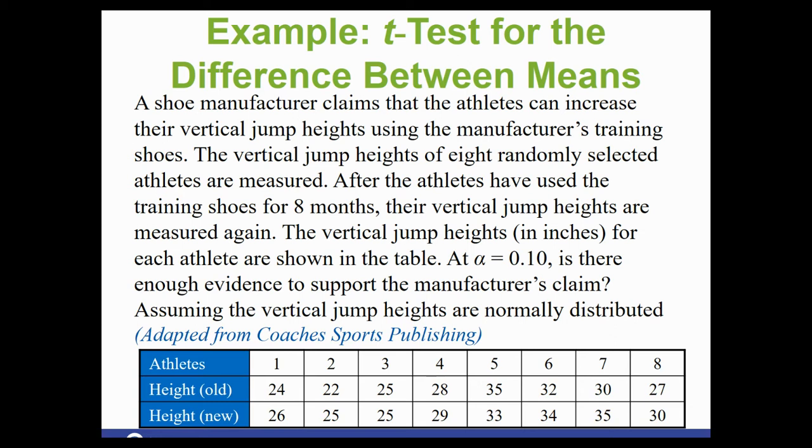So the first thing we need to do is check our conditions. It does say that we have randomly selected these 8 individuals. It is normally distributed. You can see from the chart the old and new scores for each athlete. So that means it's dependent.